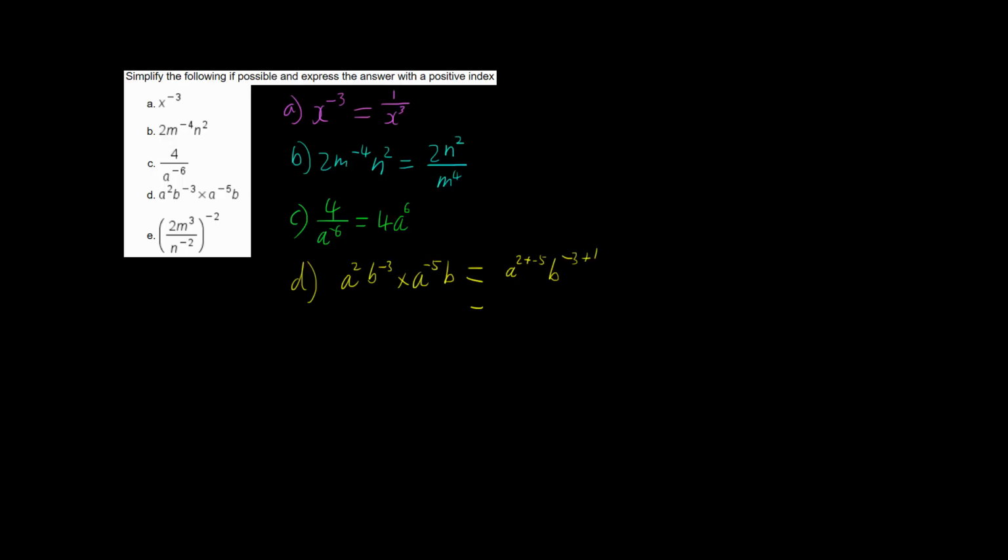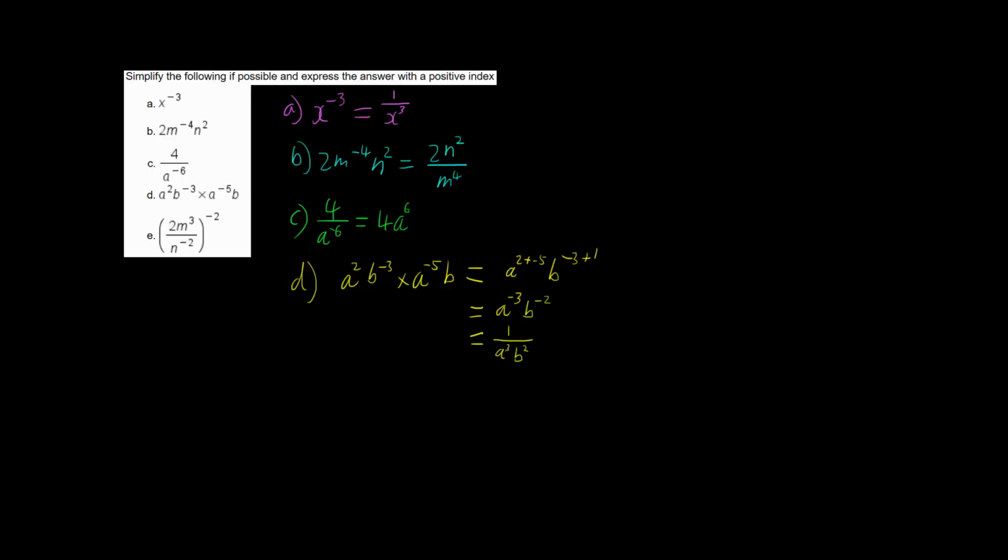So we now have, what's 2 plus negative 5? Well, that's a to the negative 3. And we have b, negative 3 plus 1 is negative 2. So that's as simple as it can be. Now let's write it with positive indices. So that means writing these as their reciprocal. So it's going to be 1 over a to the 3 b squared.